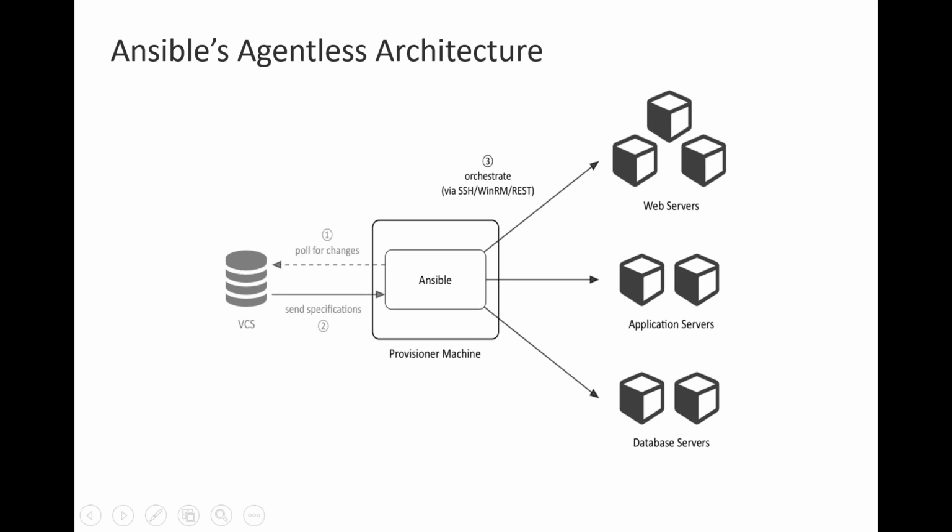Once the change is available in our central repository, our code repository, we can get the code to this Ansible central machine. From the Ansible central machine, we can apply the change. This change is for the web servers. We can push the change to only web servers. I don't need to look at all the servers.